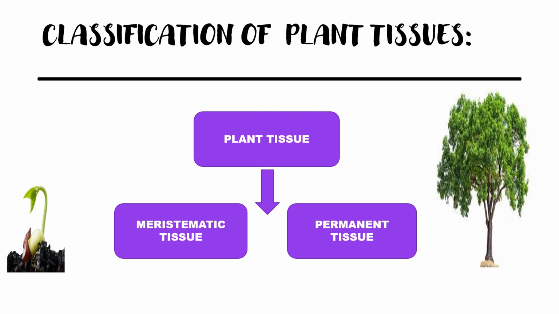If we look at the plant, it consists of different kinds of tissues. But plant tissues are classified into two types based on their power of division. That is meristematic tissue and permanent tissue. So what is meristematic tissue? The tissues which are in a continuous state of division are called meristematic tissues.